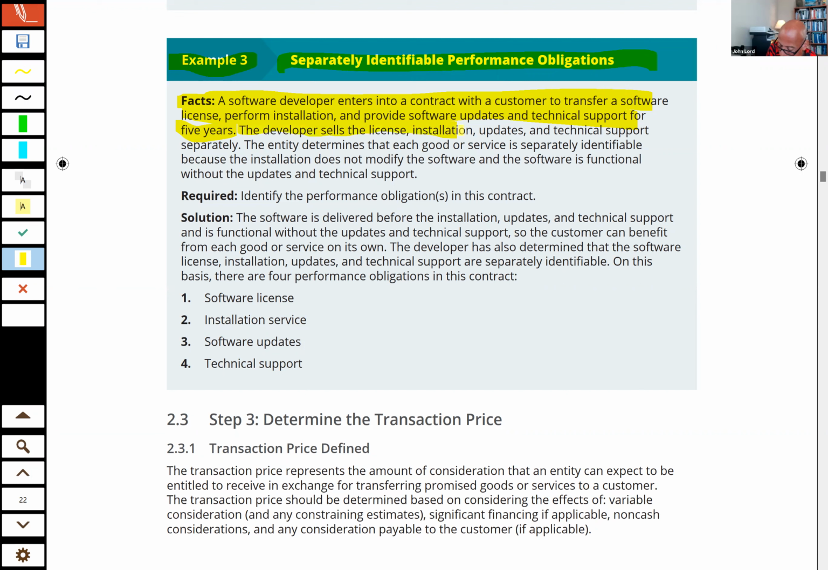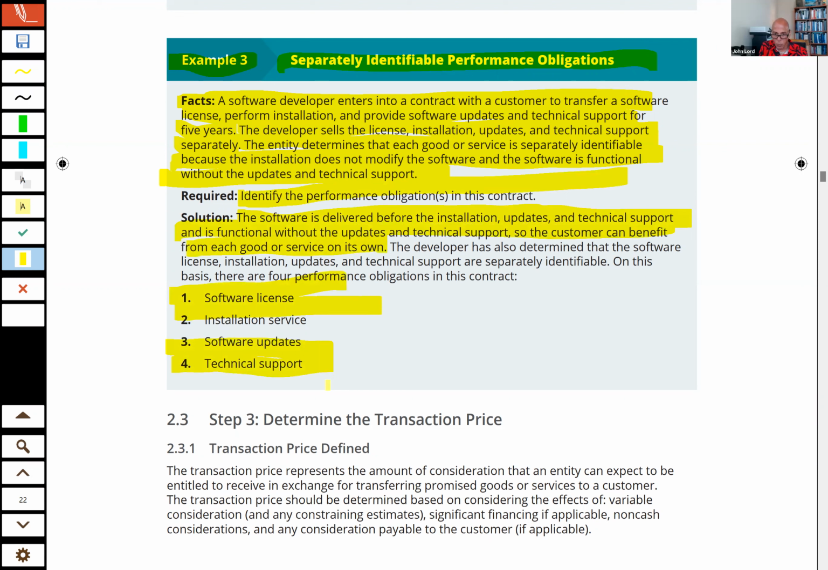So the developer sells the license, installation, updates, and tech support separately. The entity determines that each good or service is separately identifiable because the installation does not modify the software, and the software functions without the updates and the technical support. In the solution, the software is delivered before the installation, updates, and tech support, and is functional without the updates and tech support, so the customer can benefit from each good or service on its own. So we have 4 here: the license, the installation, the updates, and the tech support.